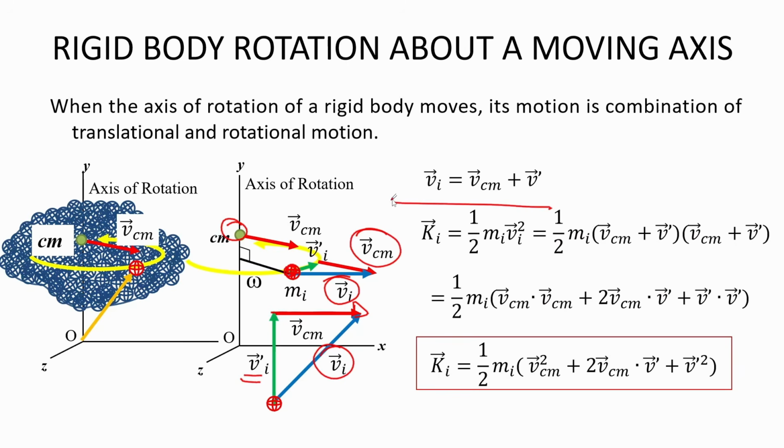So since we are discussing energy and this particle is moving, we need to solve for the kinetic energy, which is 1/2 mi VI squared, which is equal to 1/2 mi.